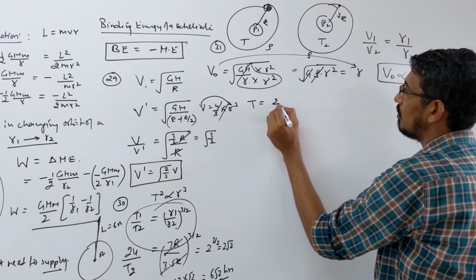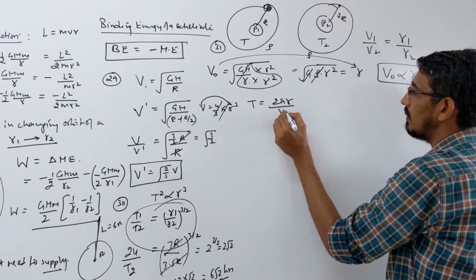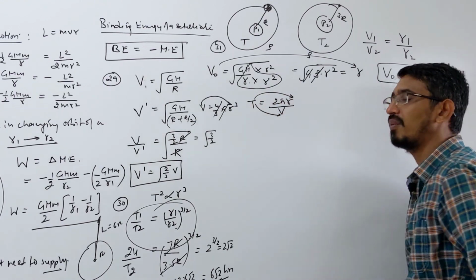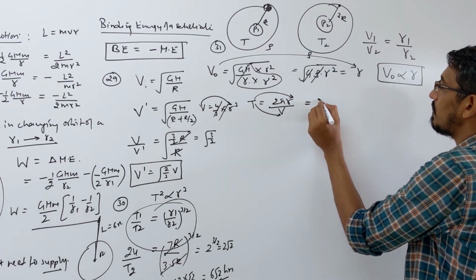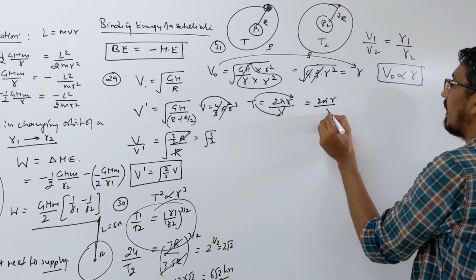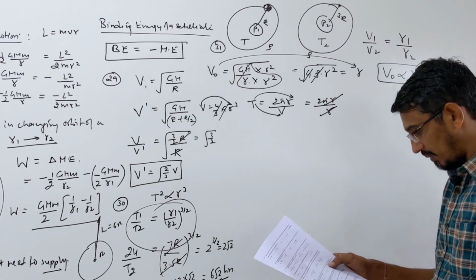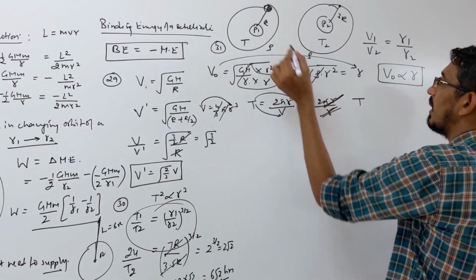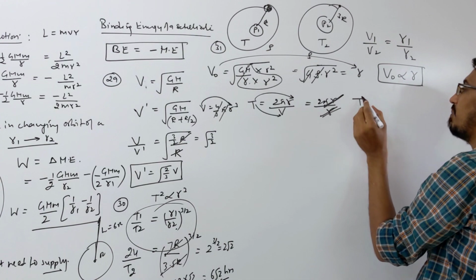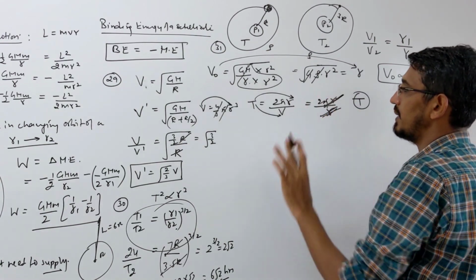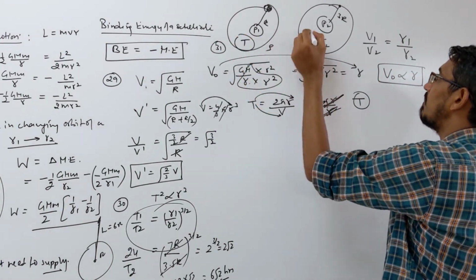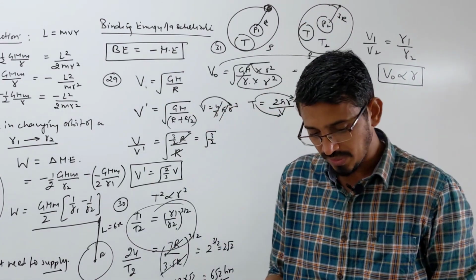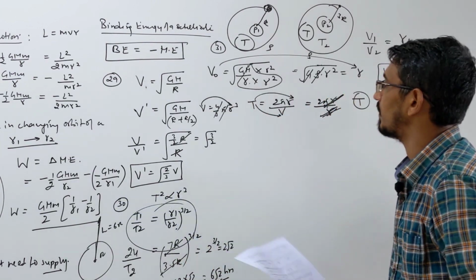Time is nothing but 2 pi R by velocity. So time varies proportional to R, inversely proportional to V. Correct? So look here, 2 pi R, and V varies directly as R, so R gets cancelled. So time does not depend on R, and density is given same. So time period will be the same, both R cancelling. So if time of this is T, then time period of this will also be T, means same time period. So the first option is the correct answer for this.